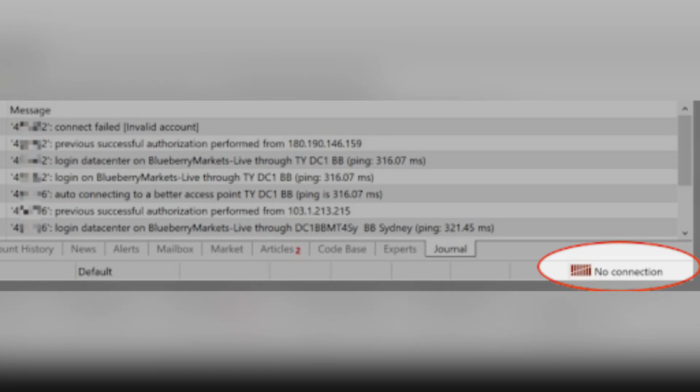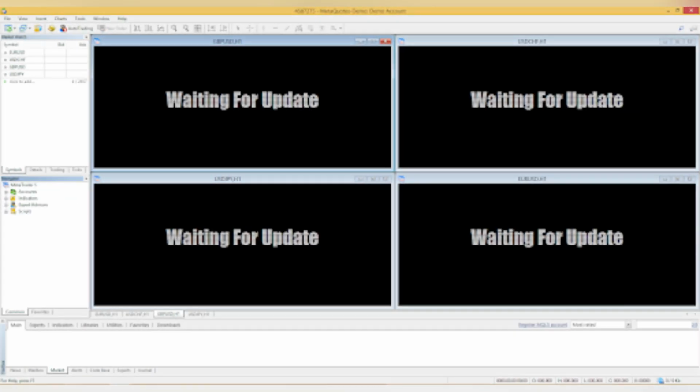Even though MT5 is powerful, users sometimes run into issues. The good news is that most of these problems can be solved easily. Let's start with one of the most common ones: connection issues. Sometimes you might see messages like no connection or invalid account. This usually means there's a problem with your internet or server connection.